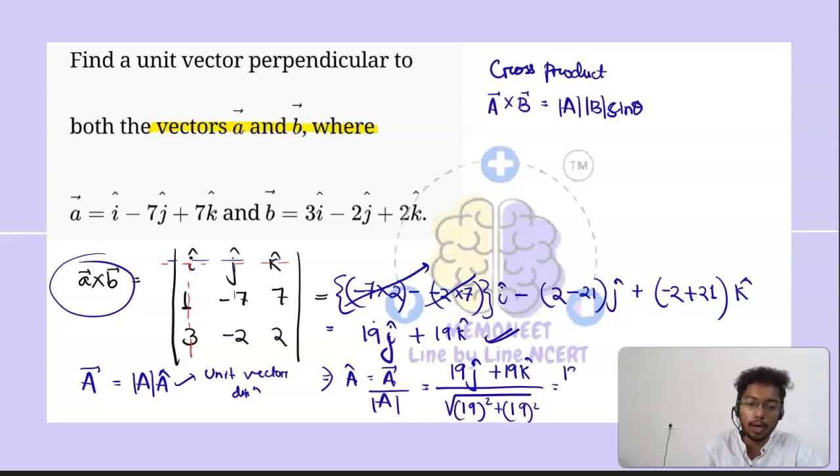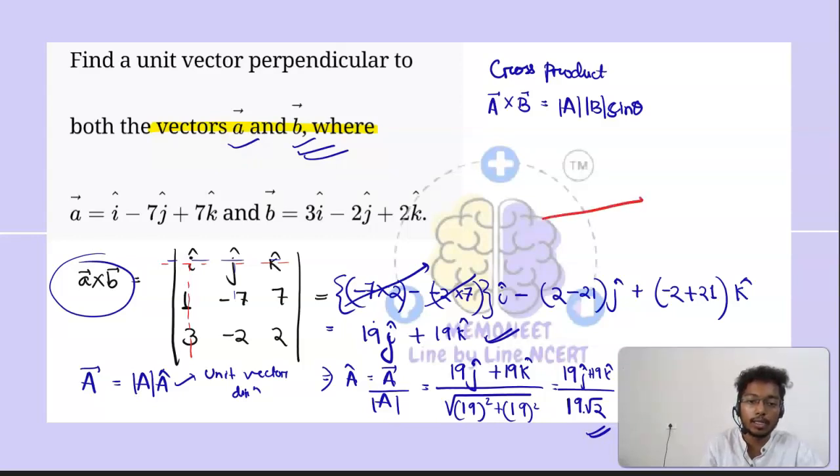This will be equal to 19 j cap plus 19 k cap upon 19 root 2. This will be our unit vector, which is perpendicular to both of these vectors, and it will be parallel to the product of the two vectors.